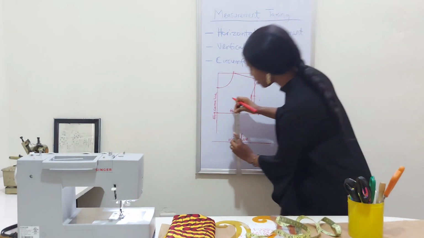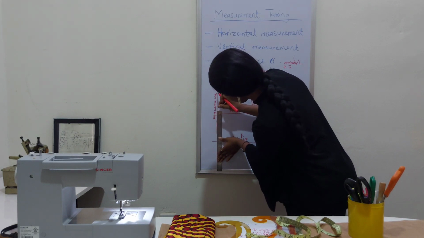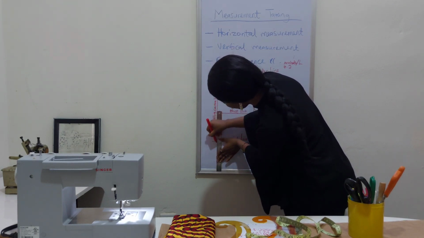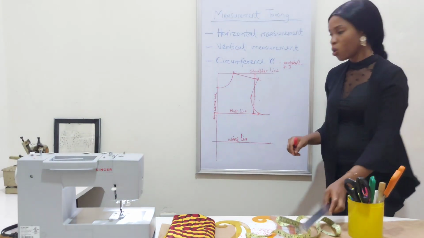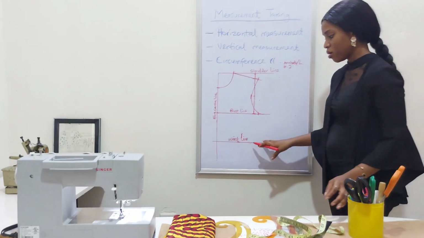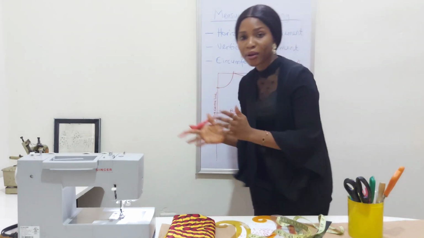So this is my waistline. We need to extend this center front a little bit downwards. Okay. So I'm going to measure the circumference of my waist.